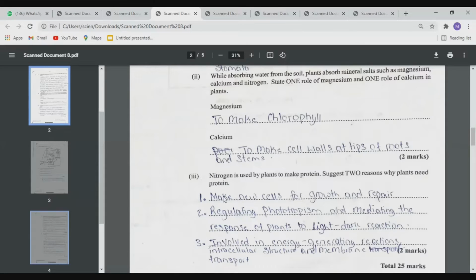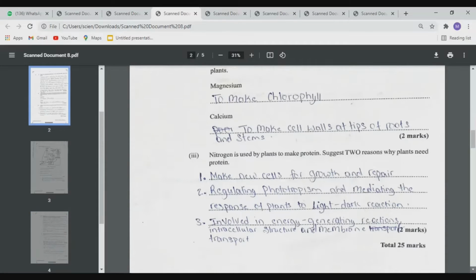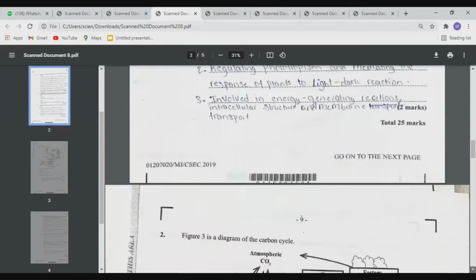Just like humans, plants need protein to make new cells for growth and repair, to regulate phototropism, and mediating the response of plants to light or dark reaction. Also, involving energy generating reactions, intracellular structure, and membrane transport. Those are the reasons why plants need nitrogen.